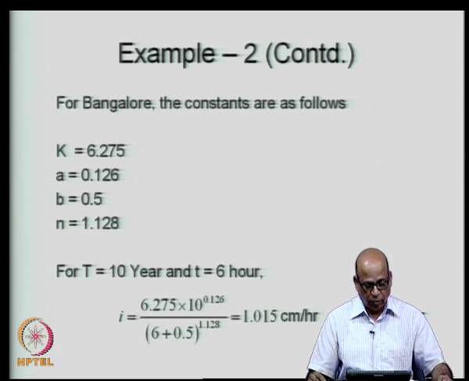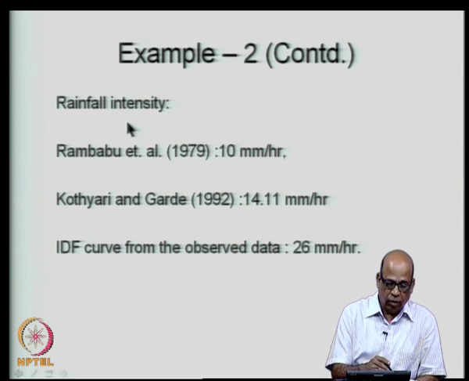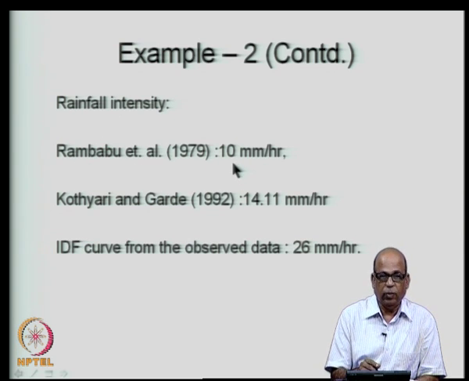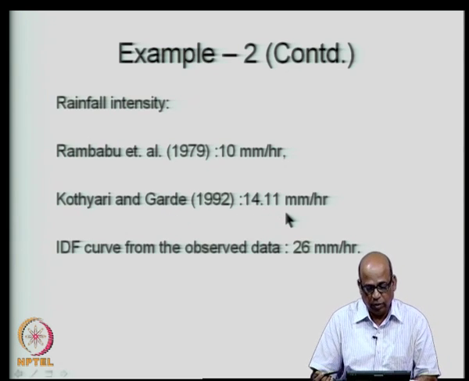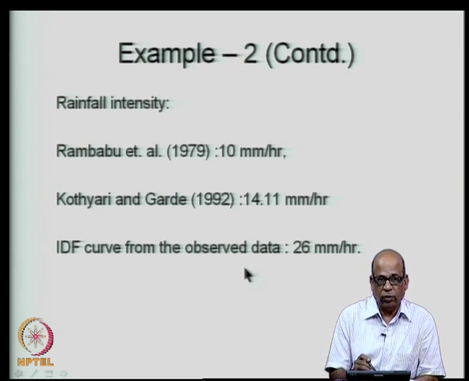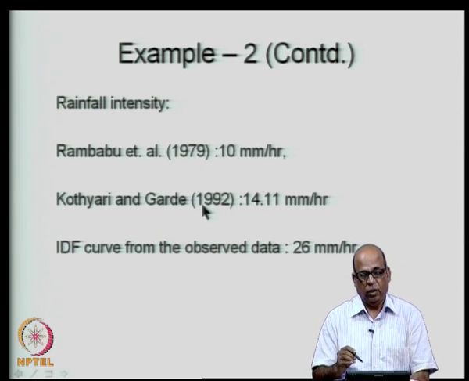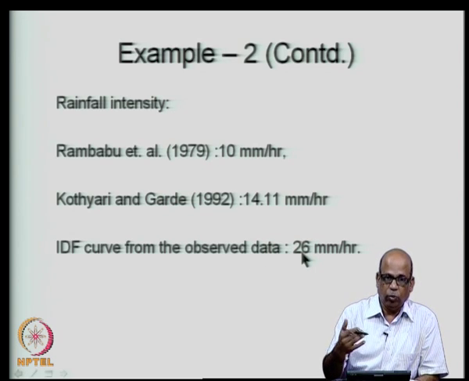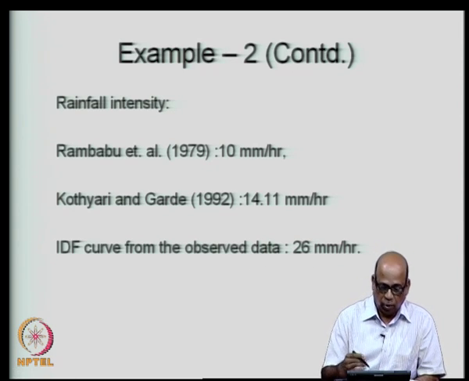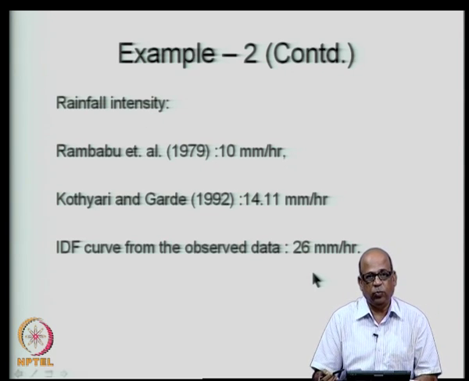So, if we compare now what we obtained from various methods for the same data, from the Rambabu et al. method we get approximately 10 millimeters per hour. From Kothari and Garde 1992 we obtained 14.11 millimeters per hour. But when we use the observed data up to 2003, remember they would have used data as available in 1992, and then use an extreme value type 1 distribution to obtain the rainfall intensity, we get a much higher intensity of 26 millimeters per hour.